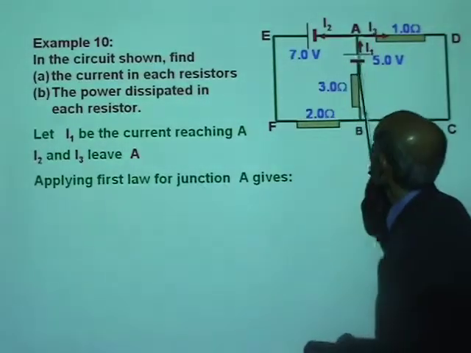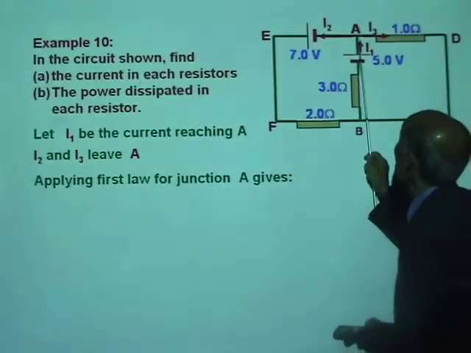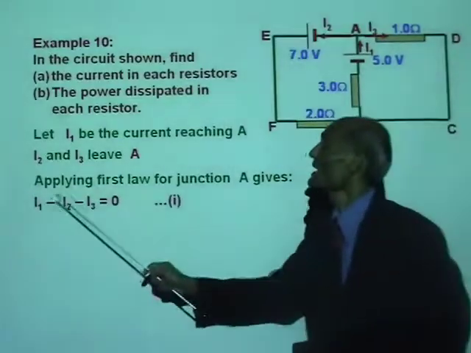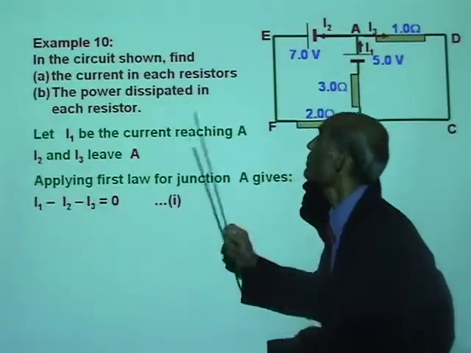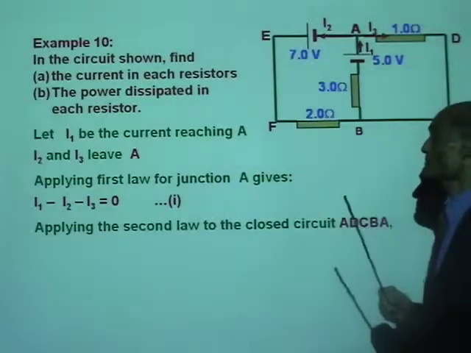Apply the first law to junction A. What will the equation be? You got I1 reaching, I2 and I3 leaving. You get I1 minus I2 minus I3 equal to 0. You get your first equation.